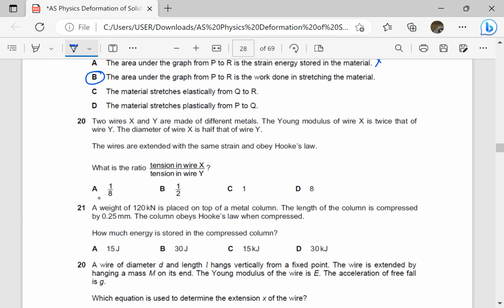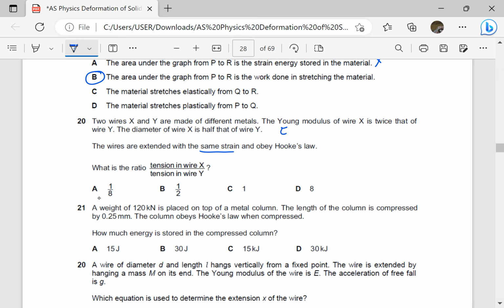Two wires X and Y are made of different metals. The Young modulus of wire X is twice that of wire Y. The diameter of wire X is half that of wire Y. The wires are extended with the same strain and obey Hooke's law. What is the ratio of tension in wire X over tension in wire Y?